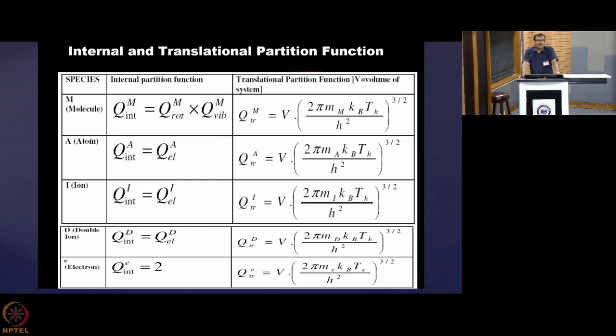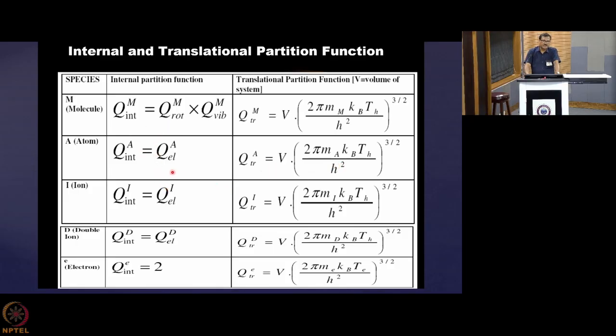For the internal partition function of a molecule, it will be the rotational times the vibrational partition function, and the translational partition function expression goes like that. This you have come across in many of your statistical mechanics classes, so this is not new to you.